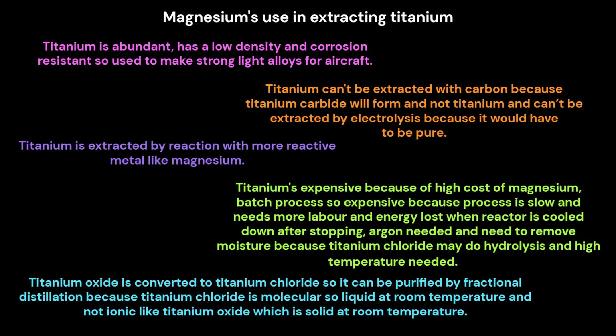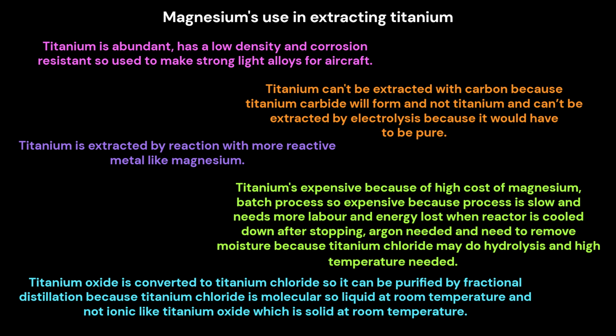Titanium is expensive because of the high cost of magnesium, and because it's a batch process, which is expensive as the process is slow and needs more labour and energy is lost. When the reactor is cooled down after stopping, argon is needed, and moisture must be removed because titanium chloride may undergo hydrolysis, and high temperature is needed.